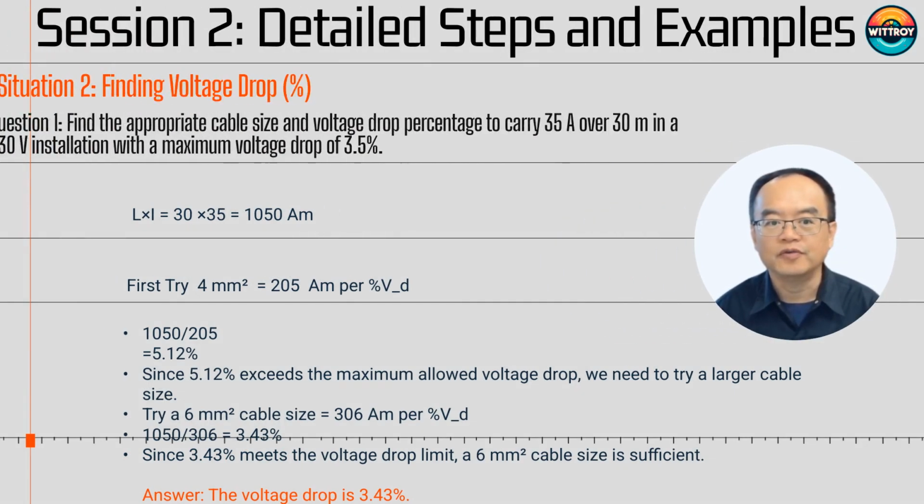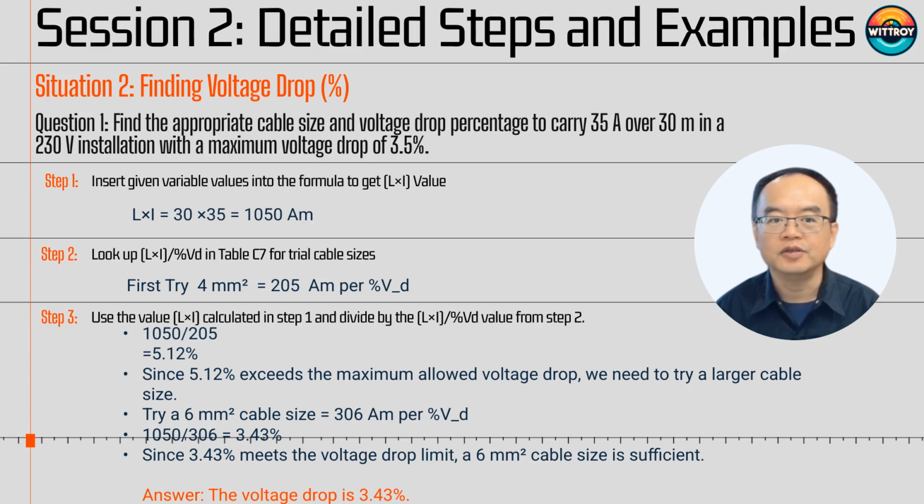Situation 2, finding the voltage drop percent. For our example question 1, we'll find the appropriate cable size with its voltage drop percentage within the maximum allowed voltage limit to carry 35 amps over a route length of 30 meters using a cable in a 230 volt installation, with a maximum allowed voltage drop of 3.5%. Step 1, calculate the value by multiplying the route length and current. 30 meters multiplied by 35 amps equals 1050 ampere meters.